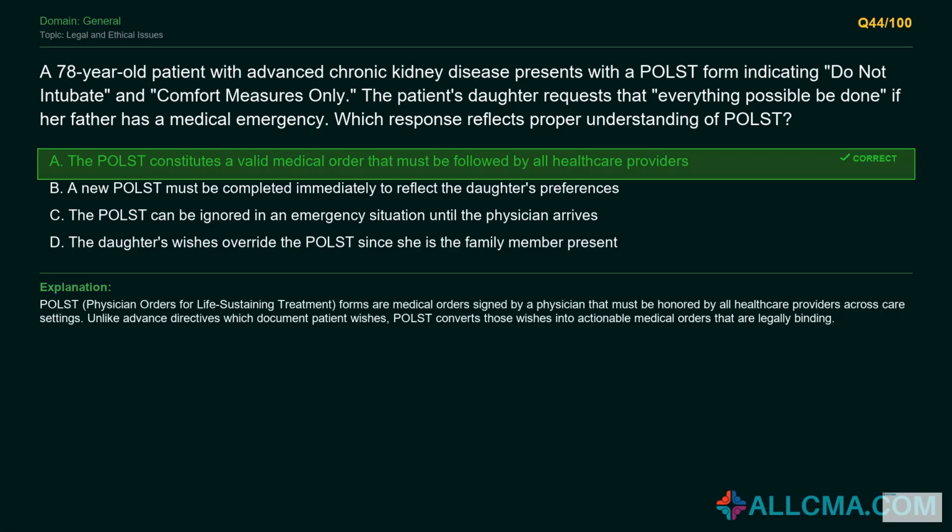The correct answer is A. POLST, physician orders for life-sustaining treatment, forms are medical orders signed by a physician that must be honored by all healthcare providers across care settings. Unlike advance directives which document patient wishes, POLST converts those wishes into actionable medical orders that are legally binding.